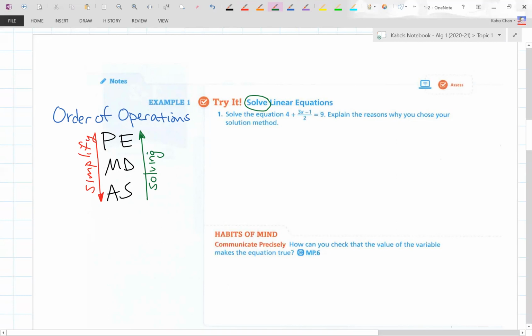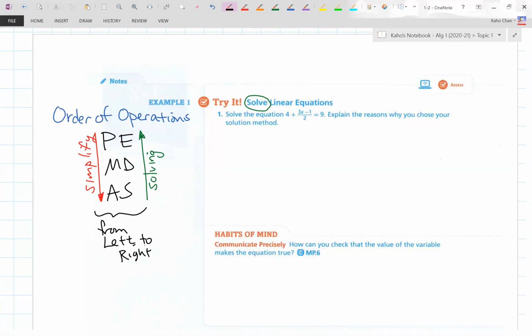Keep in mind, the way I wrote PEMDAS is referring to how each of those are important with each other from left to right. If you have multiplication and division, they're equally important, but you just work from left to right. You don't necessarily pick on all the multiplications first and then the divisions second, okay? It's always from left to right. All right, let's take a look at our try it problem.